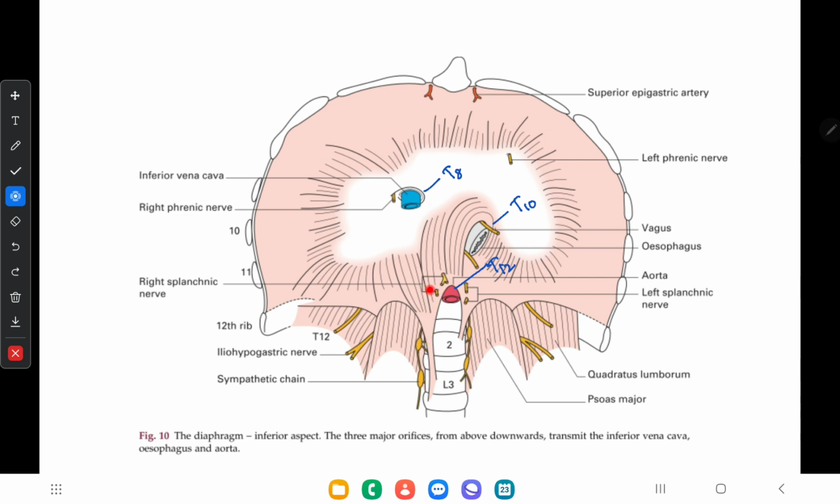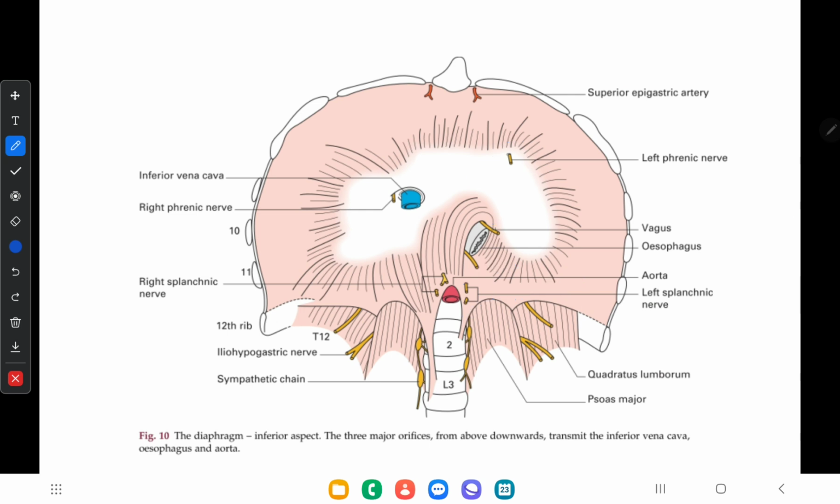And then hemiazygous vein pierces the left crus. Remember that here I'll show you, here this hemiazygous vein pierces the left crus of the diaphragm, and here you can see left phrenic nerve piercing the central tendon.